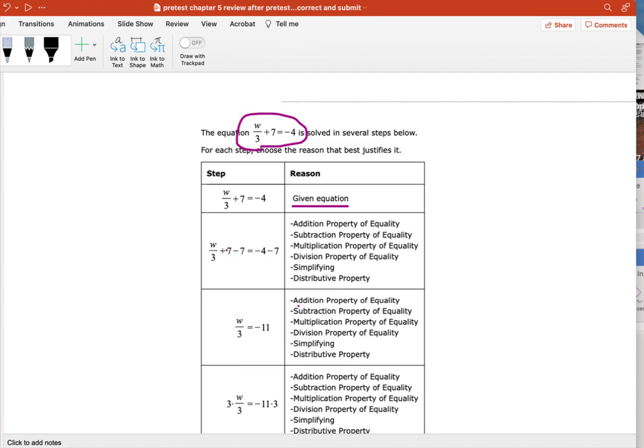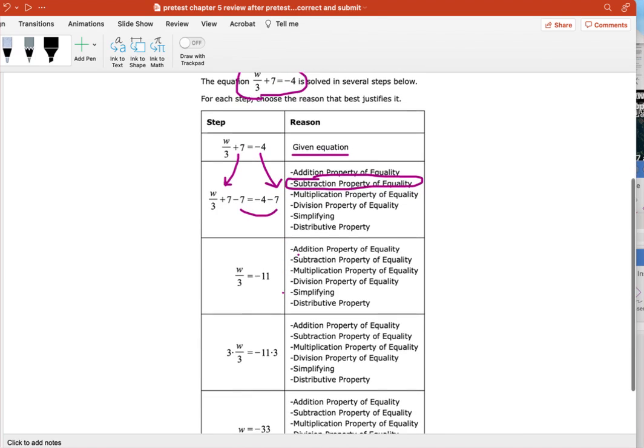Then the next one, what did they do? What is different between here and the second step over here? W over 3 plus 7 is the same, minus 7. -4 is the same, minus 7. So aren't they just subtracting 7 from both sides? That's all that's happening. That's called the subtraction property of equality. That was the answer to that one.